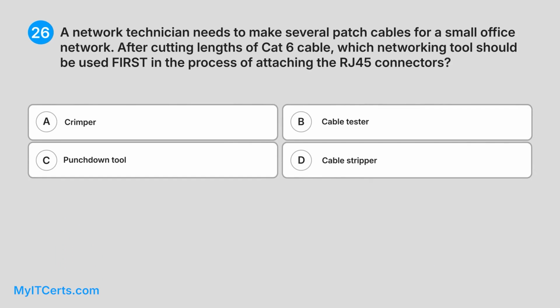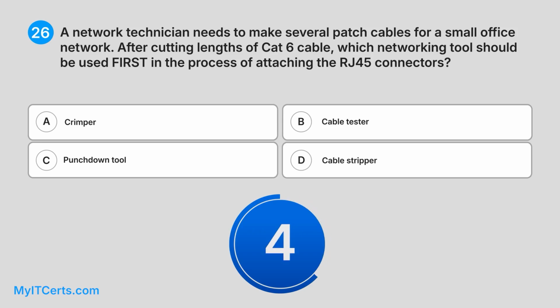26. A network technician needs to make several patch cables for a small office network. After cutting lengths of Cat6 cable, which networking tool should be used first in the process of attaching the RJ45 connectors? A. Crimper. B. Cable tester. C. Punch-down tool. D. Cable stripper. Can you guess the answer?